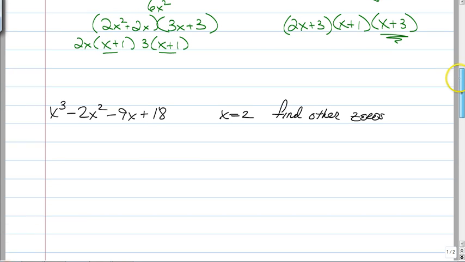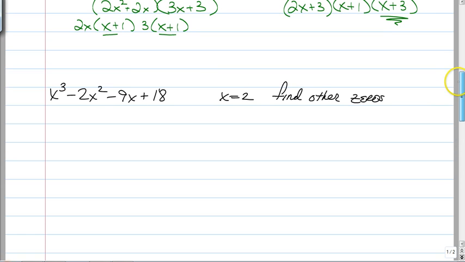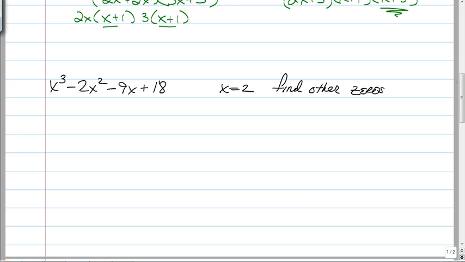Okay? So, we have another example. Again, I am giving you one of the zeros. You are going to find the other zeros. So this is asking you to solve for all the other zeros or solve for x. I'm going to give you 2. You find the rest. That basically means go use synthetic division again.